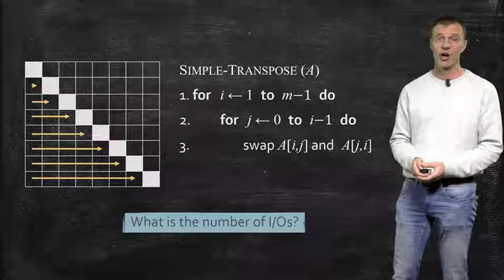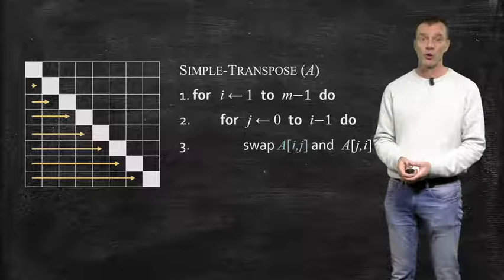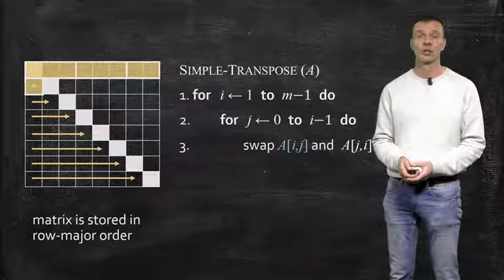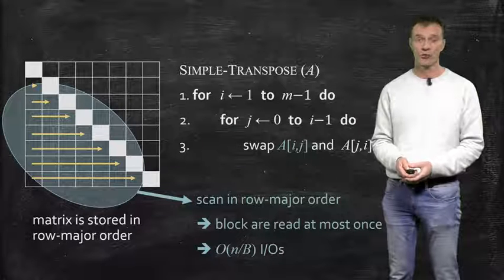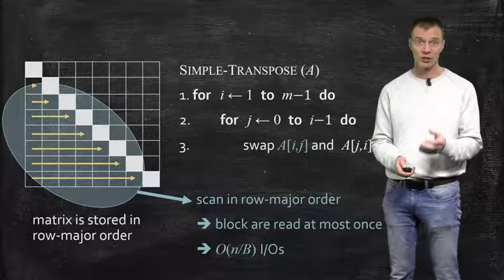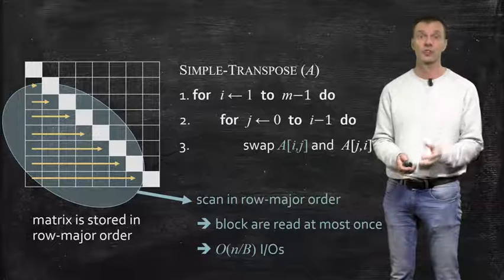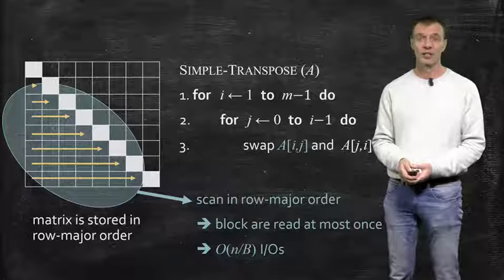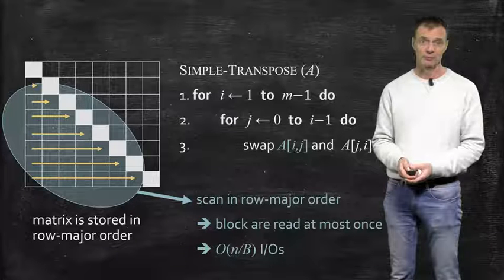So what is the number of I/Os of this algorithm? Well, first we have to know how the blocks are formed, and we assume that it was stored in row major order. So this is the order you see here in which the blocks are formed. Now if you look at how we scan over this part of the matrix, well, that's perfect, because here we also scan in row major order. So that's nice, because if it's stored in row major order and we also scan in row major order, then every block is read once, so the total number of I/Os is going to be n divided by b.